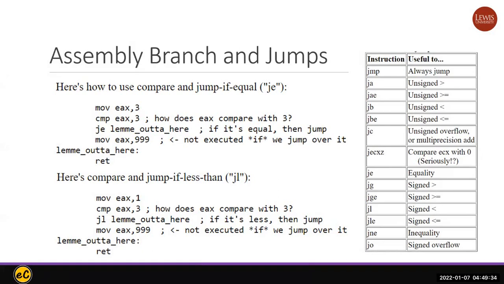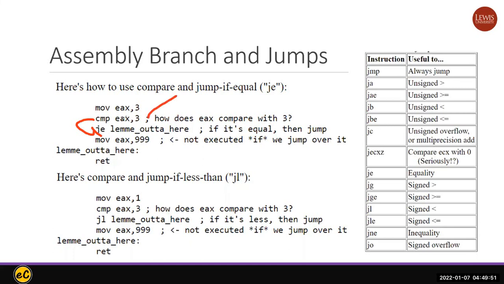So on the left-hand side, we have jump if equal. So move EAX with 3, compare EAX with 3. This compare statement will set the equality flag, so you set the flag, and then the jump equal will be based on this compare result.